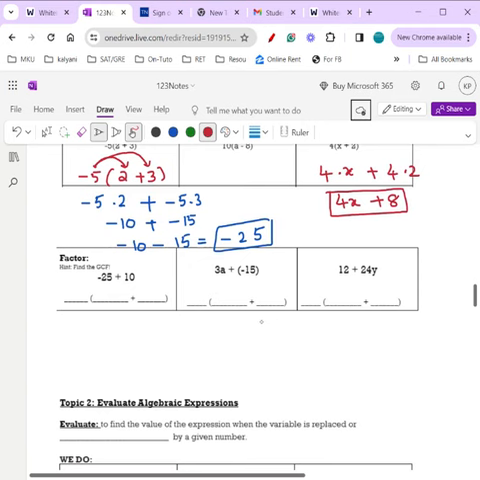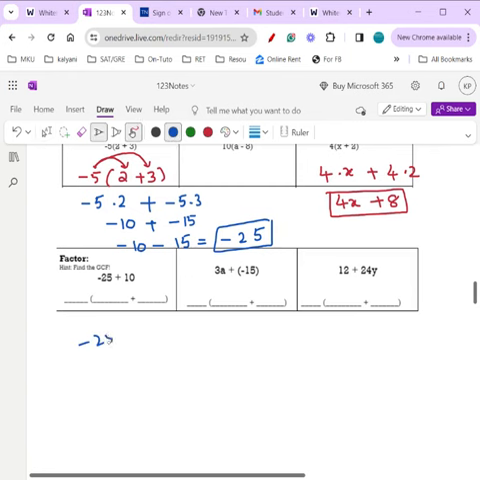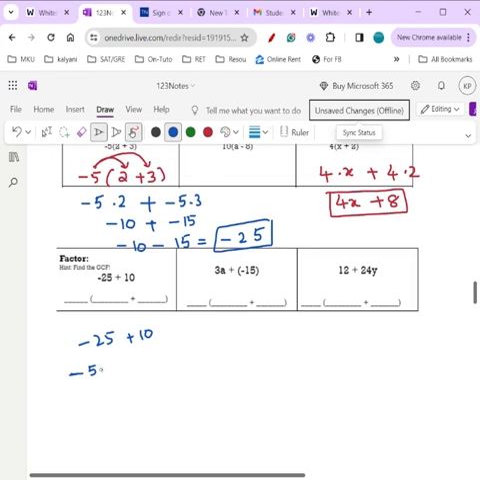Okay. All right, moving on to the next one now, factor. Factors are basically opposite to what we did right now. Since I have negative 25 plus 10, I'm going to look at what's the greatest common factor that I can take out of these two. If I look at 25 and 10, I think I can take out the 5, because 25 is 5 times 5, and 10 is 5 times 2. So in both of them, I have the 5 common. So I'm going to pull it out.